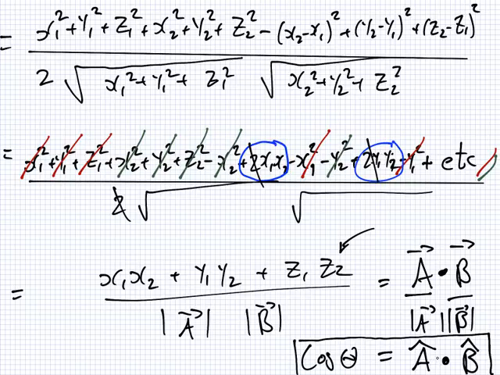So it gives us some reason why the dot product is important, because when you dot product unit vectors, you've worked out the cos of the angle between them.